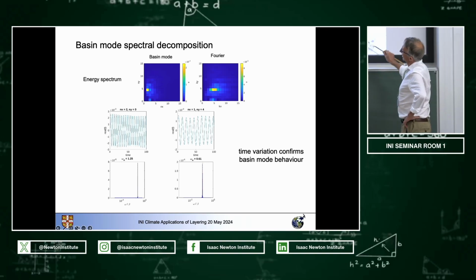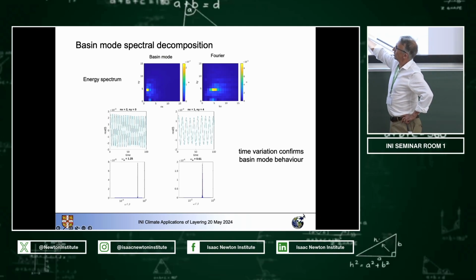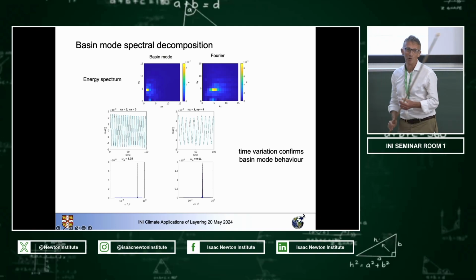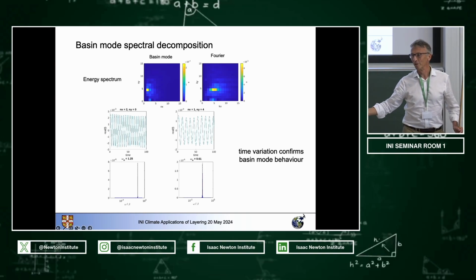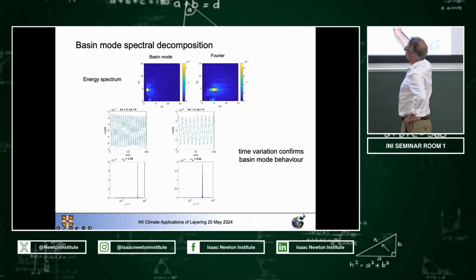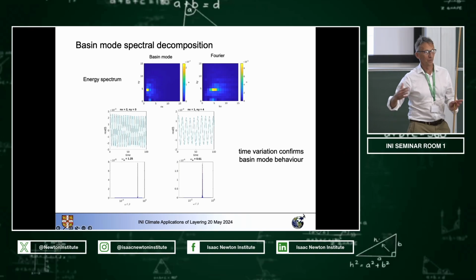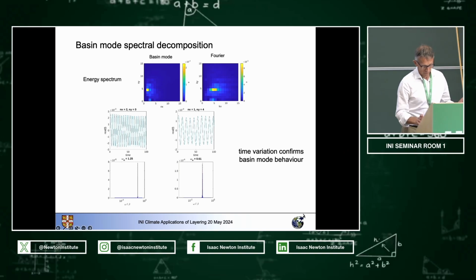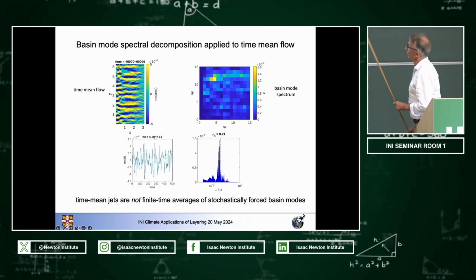And if you take these examples, here we're looking at a particular Basin mode, and we look at the variation of the coefficient of that Basin mode. What we see are nice regular oscillations at the expected frequency, right? So there's no doubt here that when we examine these sorts of features, what we're seeing are essentially Basin modes, stochastically forced. If you looked over a long time, you'd see shifts in phase and things. Now let's try and apply that to the time mean flow, right?